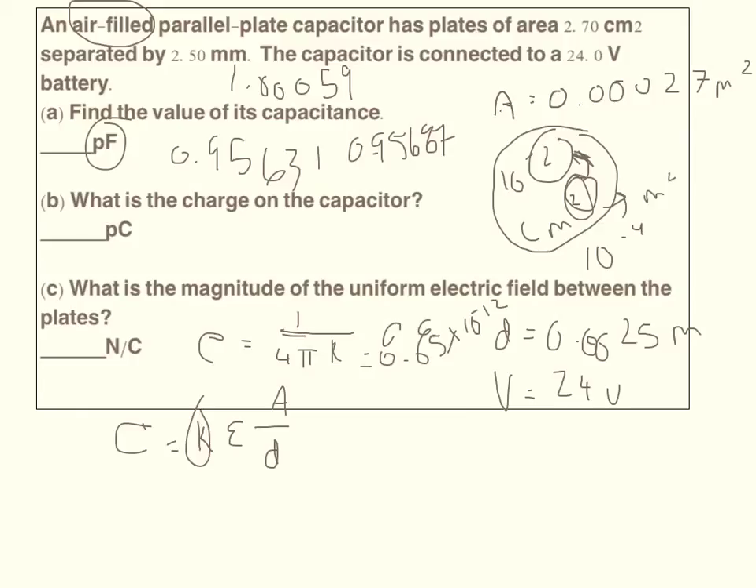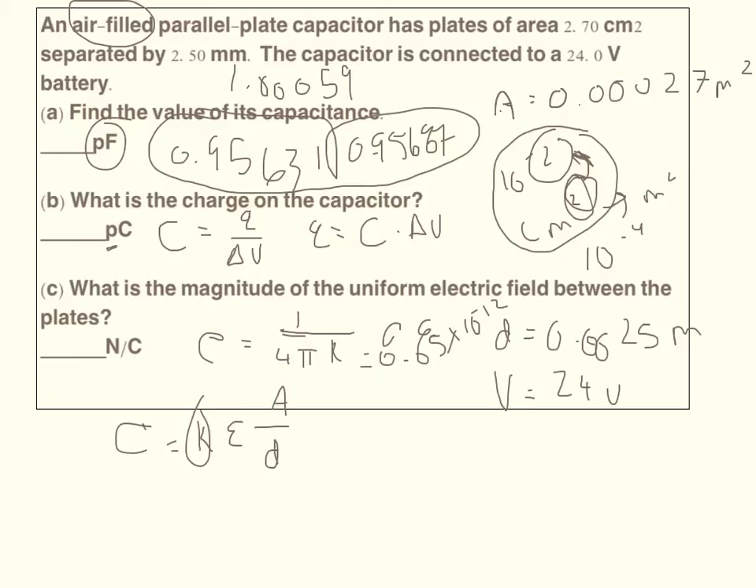Now the next part of the question is asking what is the charge on the capacitor. So remember the definition of capacitance. One of our earlier definitions was the ratio of the magnitude of the charge over the magnitude of the potential difference. So we can solve for our charge, and Q would equal the capacitance times the potential. Since we're staying in picos, we can just put in 0.95688 times 24, and the charge should be roughly 22.965 picocoulombs.